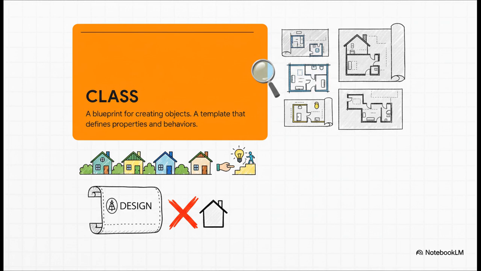So what exactly is a class? Well, just think of that house blueprint. The blueprint itself describes all the properties a house will have, how many rooms, what color the paint is, and it also defines the behaviors. What can it do? A door can open, a light can turn on. But, and this is the most important part, the blueprint isn't the house. You can't live in the piece of paper, right? It's just the design, the idea.